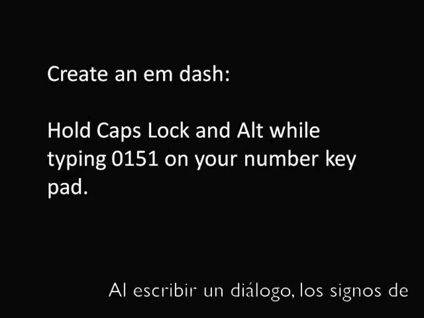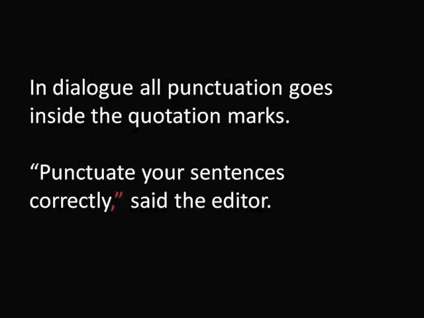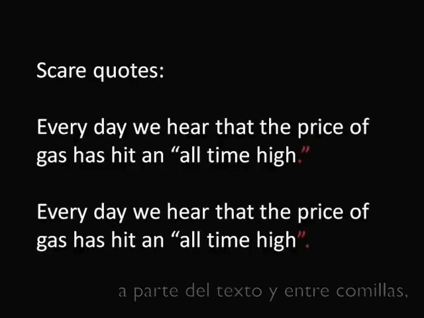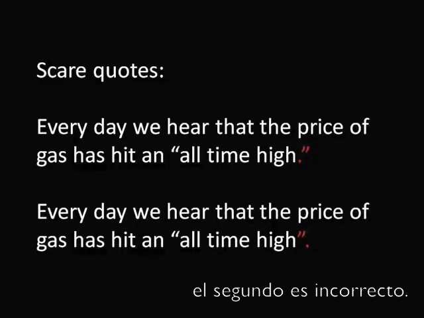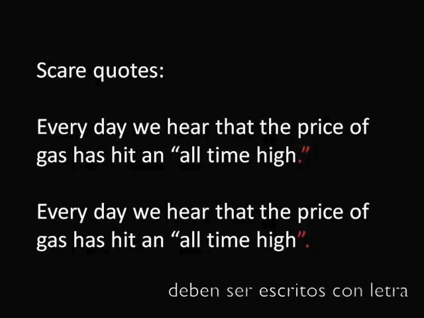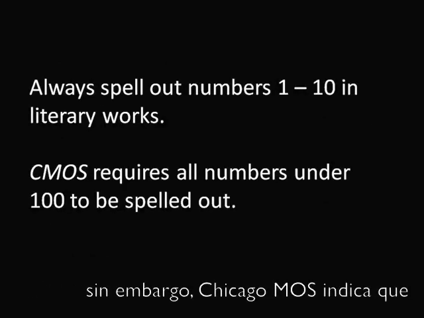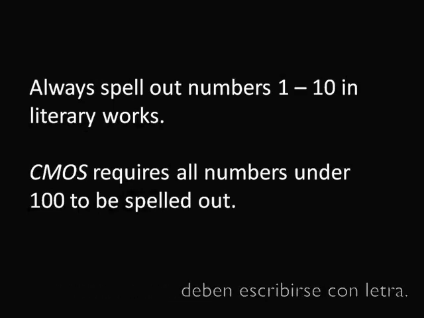When writing dialogue, all punctuation goes inside the quotation marks. When a word or phrase is used to set apart text in scare quotes, the first example below is correct and the second is incorrect. Numbers less than 10 should always be spelled out. Some style guides will disagree about the higher numbers. However, Chicago advocates that all numbers under 100 should be spelled out.